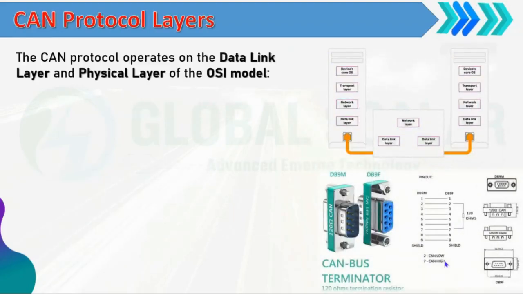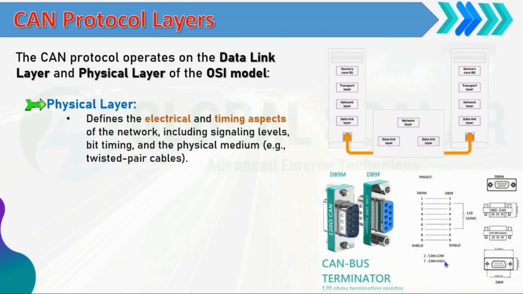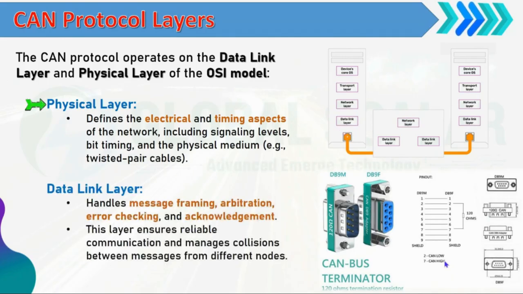And the CAN protocol layers: it covers the data link layer and the physical layer of the OSI model. The physical layer defines the electrical and timing aspects of the network, including the signaling level and bit timing, and the physical medium with twisted pair cables. And the data link layer handles message framing, arbitration, error checking and acknowledgement. So this layer ensures reliable communication and manages collisions between messages from the different nodes.